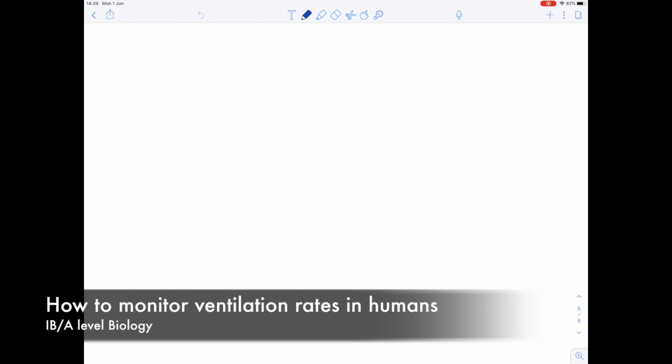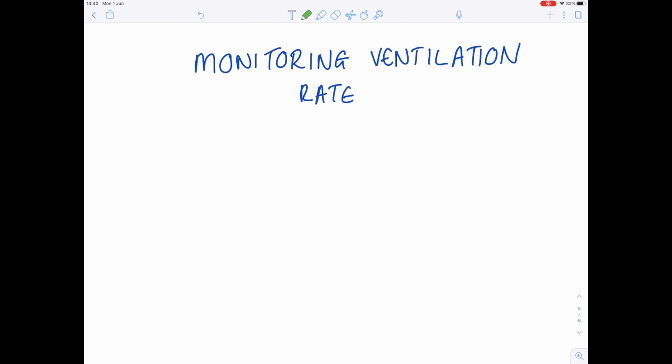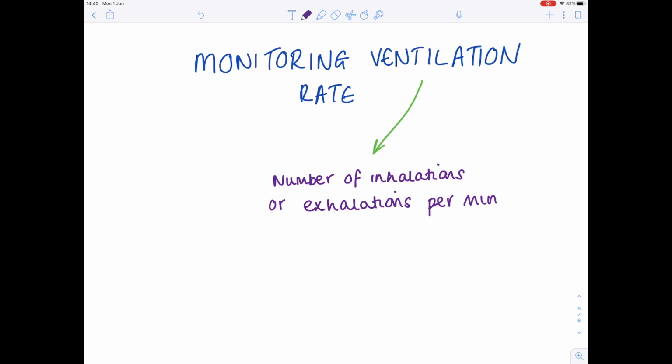In today's video, we're going to be looking at how we can monitor ventilation rate in humans. And in order to be able to monitor our ventilation rate, we need to understand what ventilation is. Ventilation rate is the number of inhalations or exhalations per minute. So really, the number of breaths in and the number of breaths out.